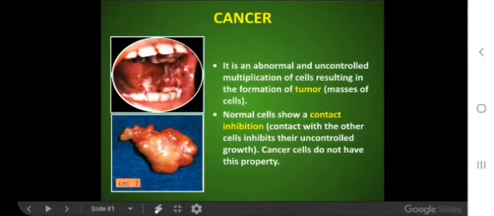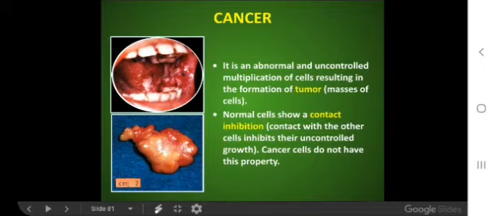Cancer is a kind of abnormal and uncontrolled multiplication of cells. When the cells lose their power and capability to divide in a controlled manner, they become uncontrolled. And when they become uncontrolled, they form a mass of cells, which is known as cancer.